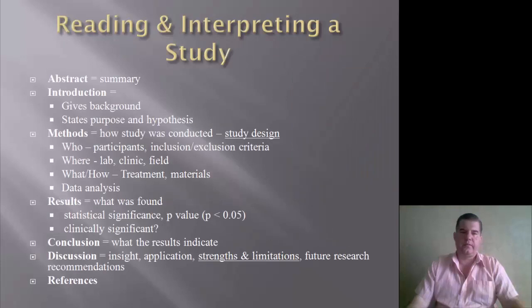Reading and interpreting a study. Abstract equals summary. Introduction gives background and states the purpose and hypothesis. Methods equals how the study was conducted: study design, who, participants, inclusion and exclusion criteria, where (lab, clinic, field), what, how, treatment, materials, data analysis. Results equals what was found: statistical significance, p-value, p less than 0.05, clinically significant. Conclusion equals what the results indicate. Discussion equals insight, application, strengths and limitations, future research recommendations, references.